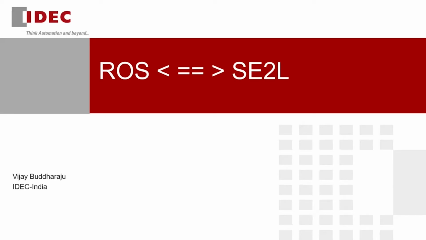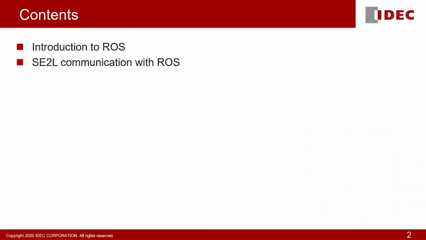In this video, we are going to look into SE2L's connectivity with ROS, that is Robot Operating System. Firstly, we'll look into the introduction to ROS, that is knowing the history about ROS and few components which make up ROS. Then we will move on to the actual crux, that is communication with and configuration of SE2L with ROS.